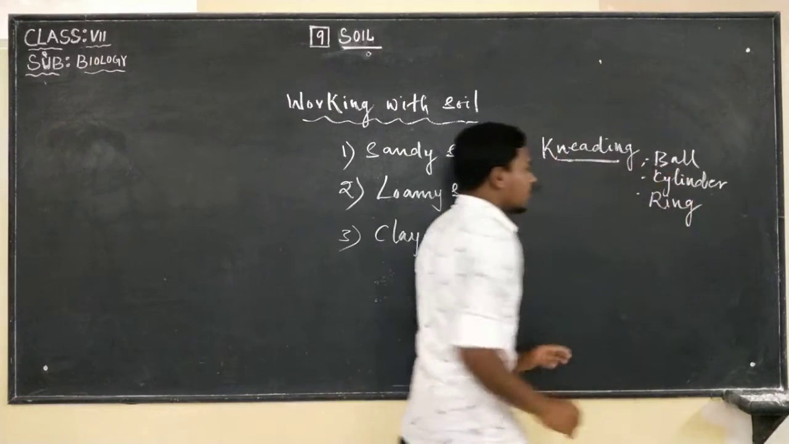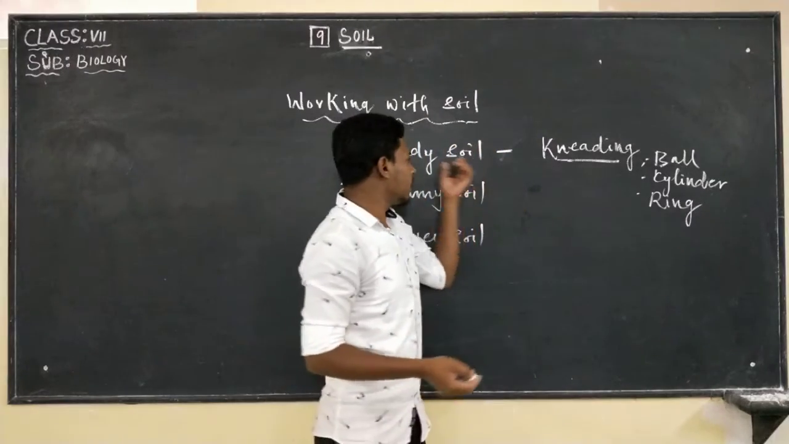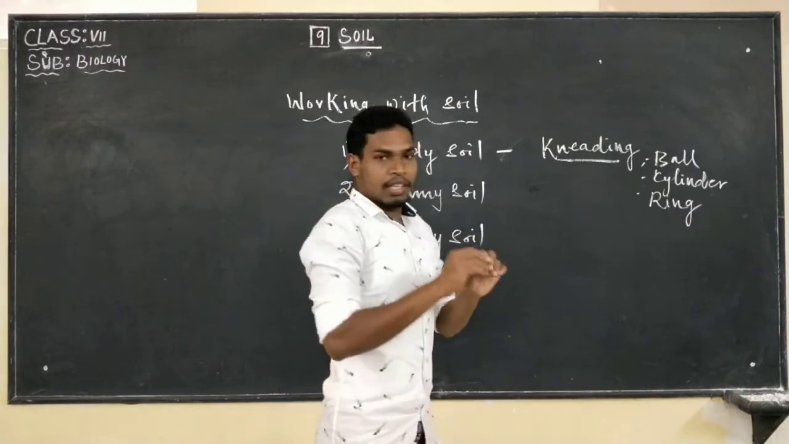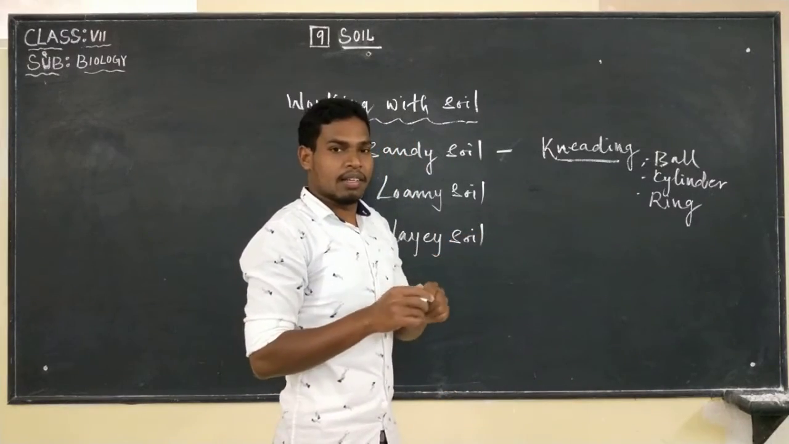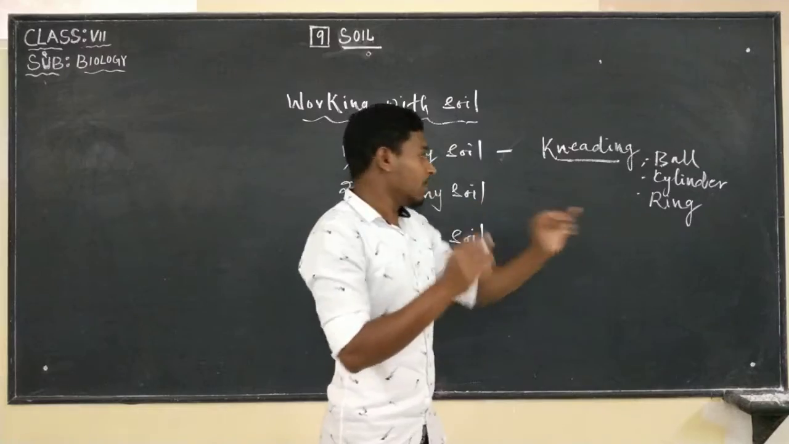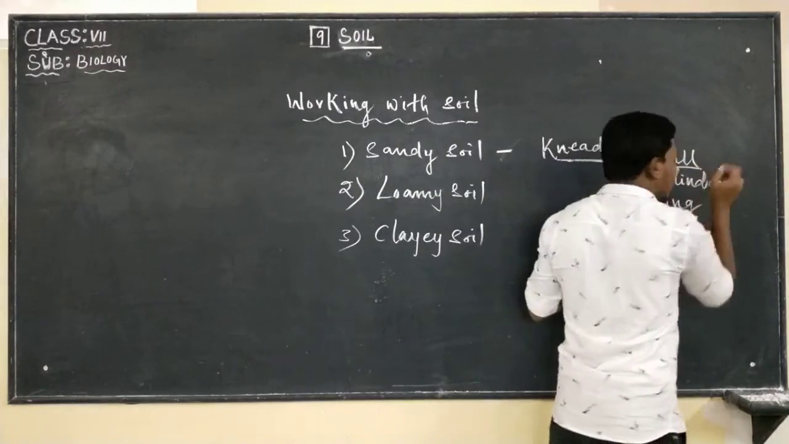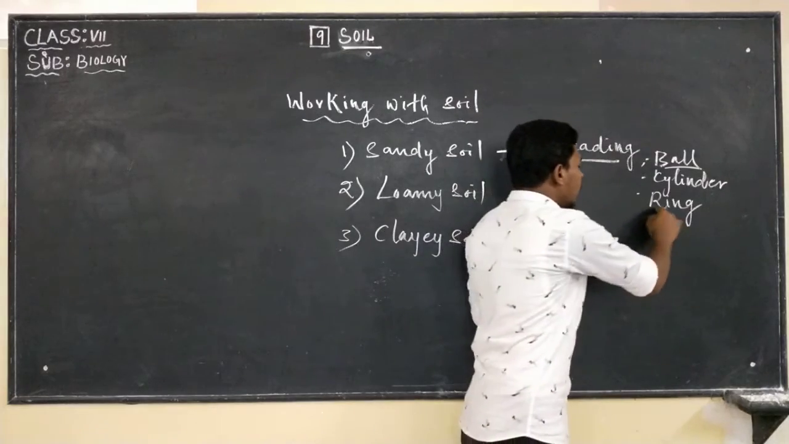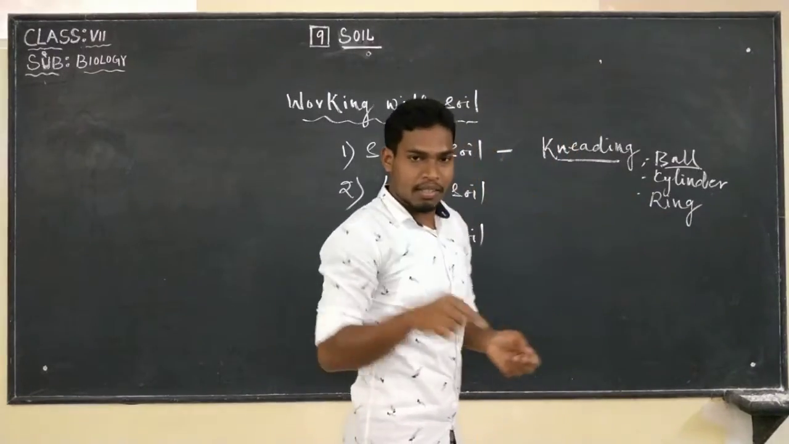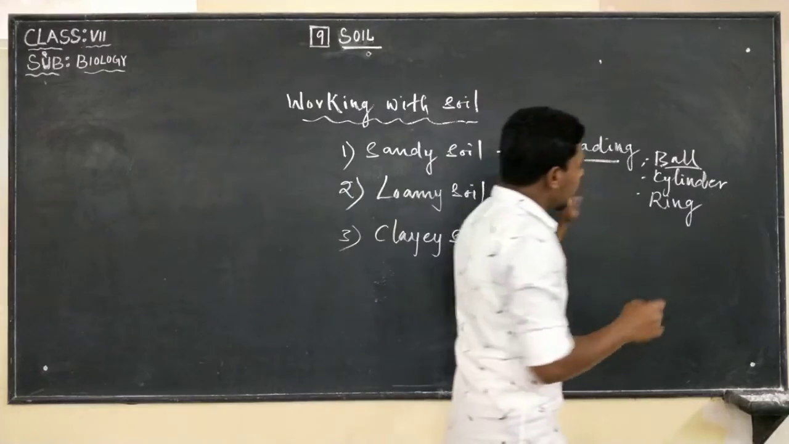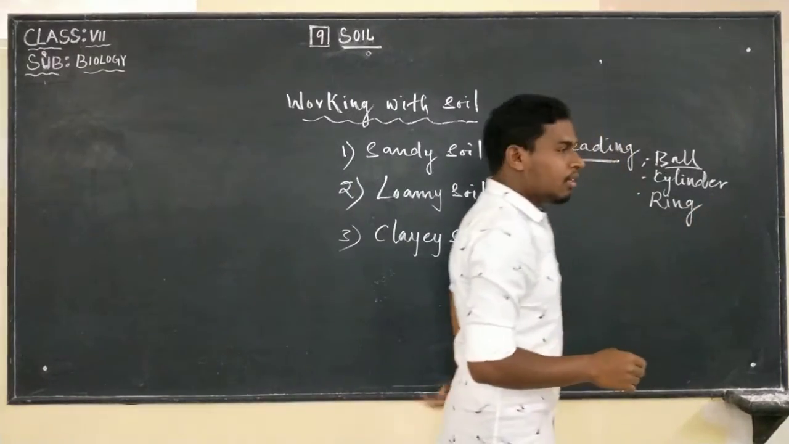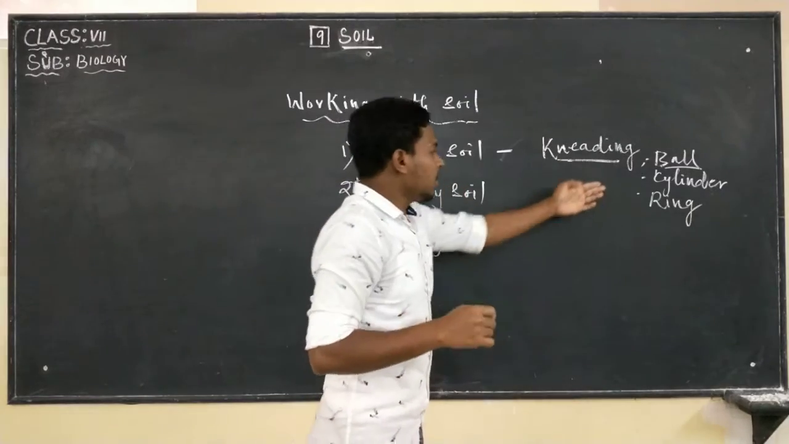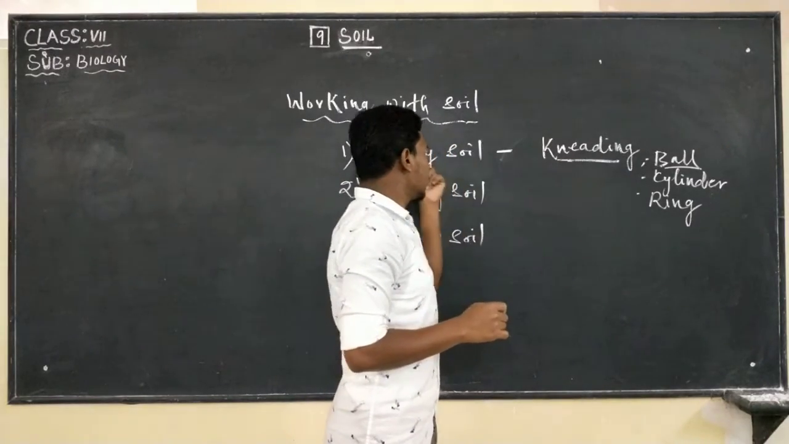If we try to make a ball, cylinder or ring by taking sandy soil, we cannot, because these soils have large particles. If we are making a ball, it will crack. If we are making a cylinder, it will crack. When we try to bend it and make a ring structure, it will break, because sandy soil will not give a structure like this because of its nature.